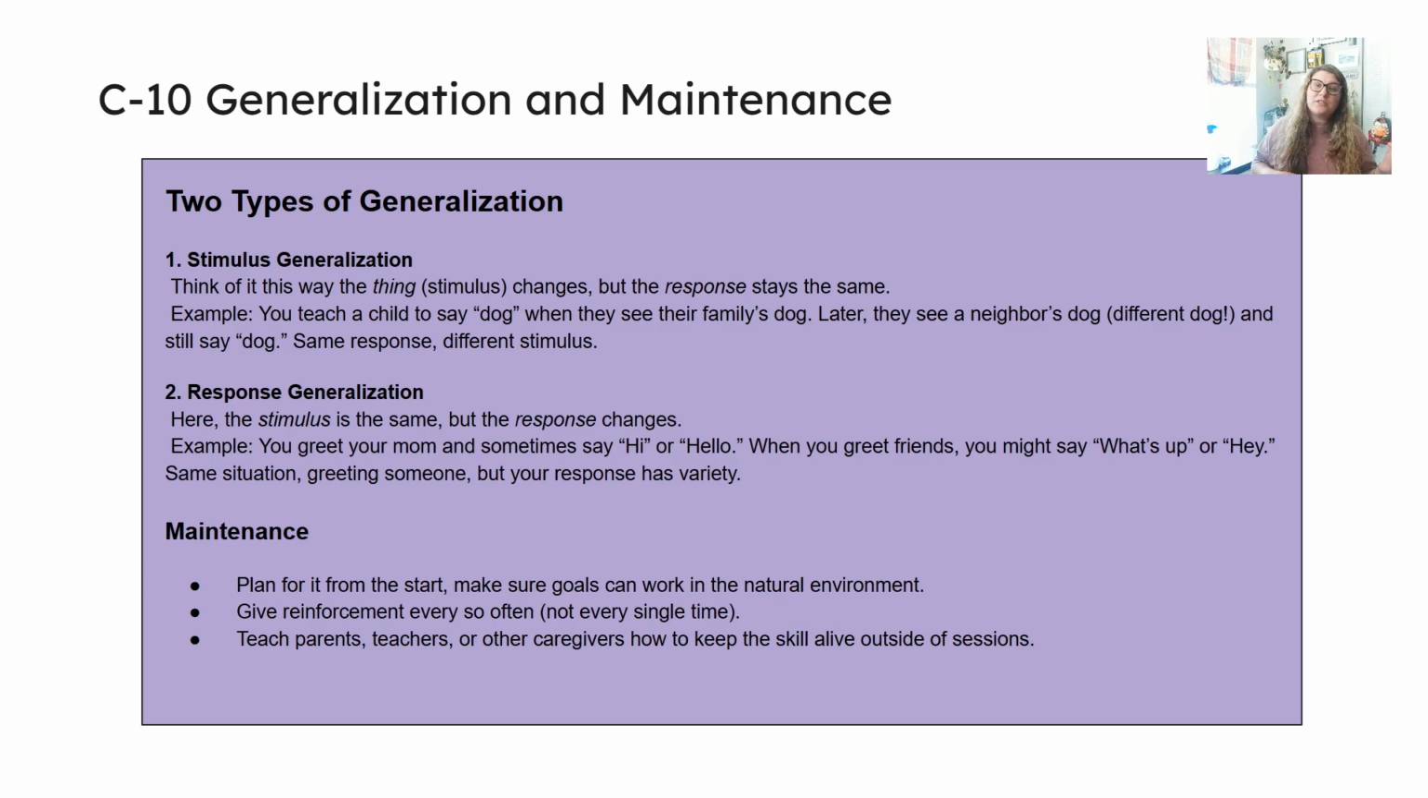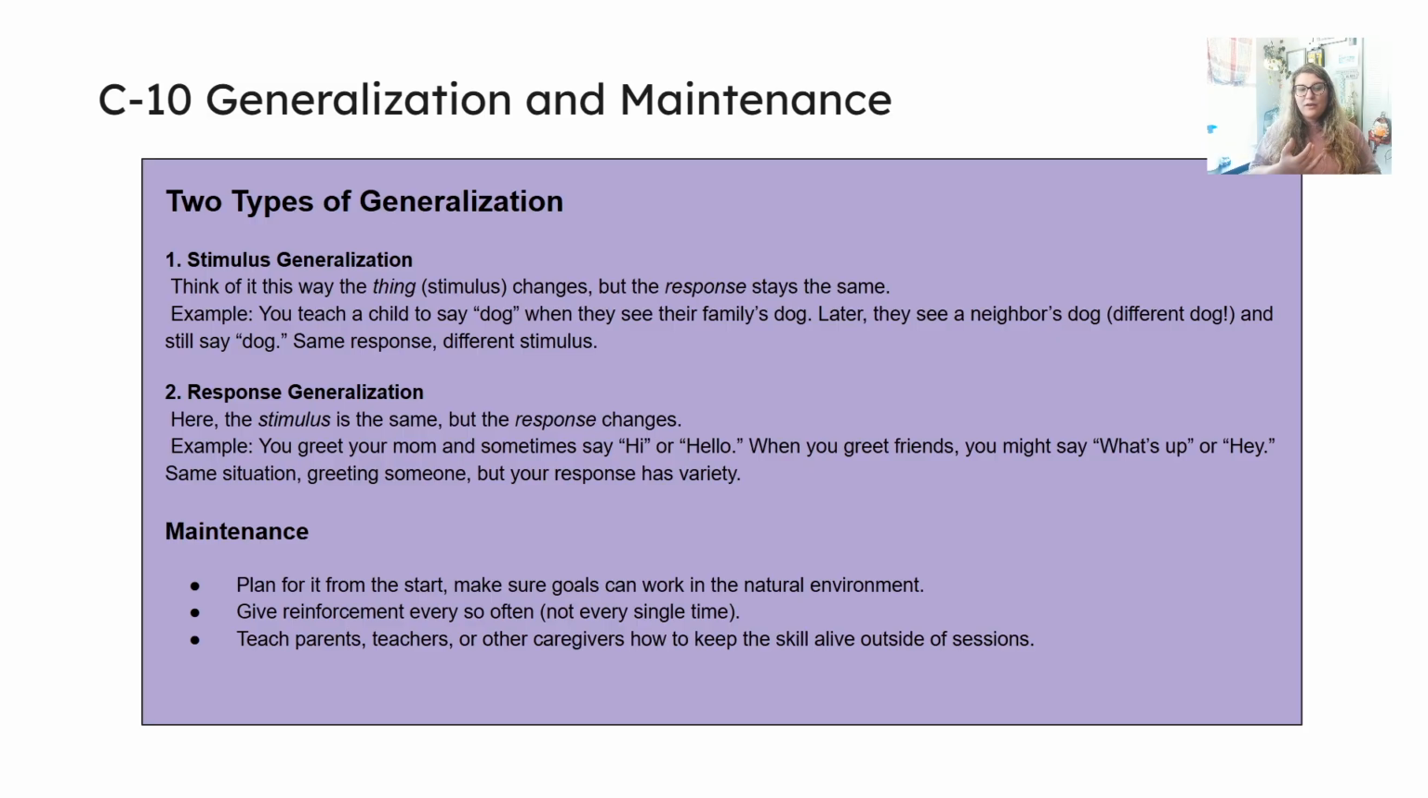And then we have response generalization. Now here, the stimulus is the same, but the response changes. So you're greeting your mom, and sometimes you say hey, sometimes you say hello, sometimes you say hey mom. But when you greet your friends, you might say, hey, what's up? What's going on? Oh, how are you? It's the same situation, which is greeting someone, but your response has variety. It's different. It's not the same each time. You're not a robot.